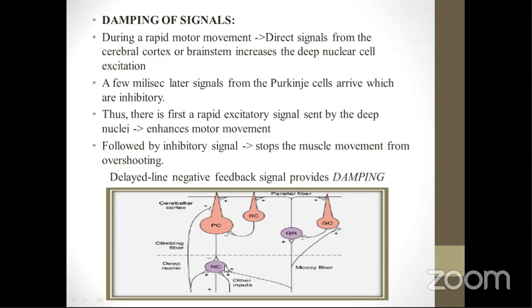So what happens is there is a first rapid excitatory signal which enhances the motor movement, followed by an inhibitory signal which stops the muscle movement from overshooting. Say, for example, I'm holding the mic. If I have to hold the mic in a hurry, I will plan that particular movement, and all the inputs will come towards the deep nuclear cell, and I will do that particular hand movement. But I have to stop that activity at some point, and this inhibition is occurring via the Purkinje cells. So this particular delayed negative feedback signal is known as the damping signal.